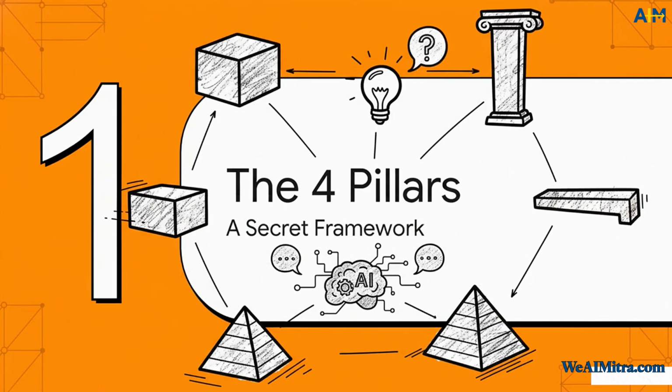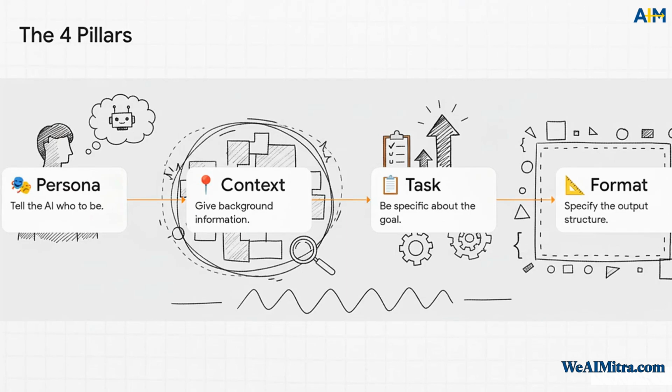So, what's the solution? Well, it's not some super complex coding skill. It's actually a really simple but incredibly powerful framework that pros use to get exactly what they want from an AI. And it's all built on 4 core pillars. And here they are: persona, context, task, and format. That's it. Just think of these as the 4 key ingredients for the perfect prompt. If you can master these 4 things, I promise you, you're going to see a massive jump in the quality of your answers. So, let's break each one down.